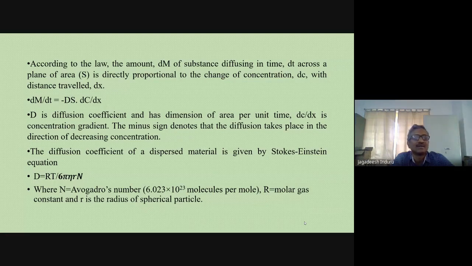N is the Avogadro number, a constant which is 6.023 into 10 to the power of 23 molecules per mole, present if we are considering a mole concentration. We take the value of the molar gas constant R from the literature and keep it there. r is the radius of the spherical particle which is formed.